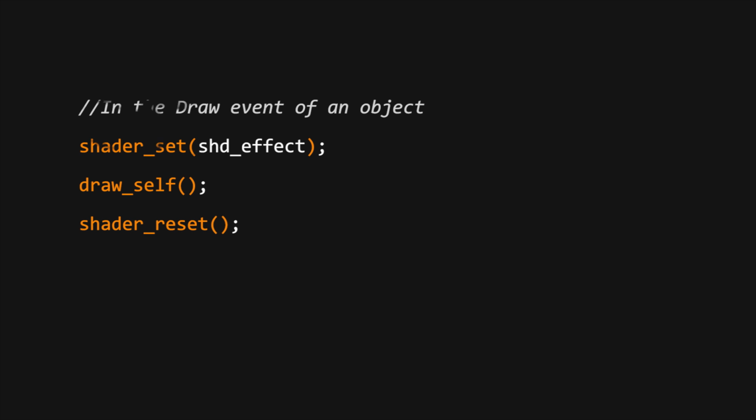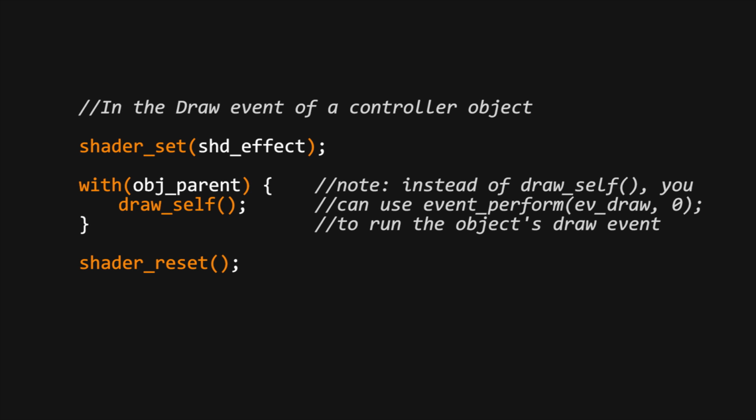Instead, what we can do is have some sort of controller object and have it run the following code. We set the shader, and then we go with a parent of all the objects. Of course, you have to make a parent object and then make all of your objects children of that object.